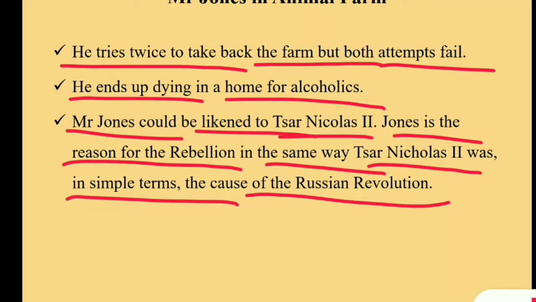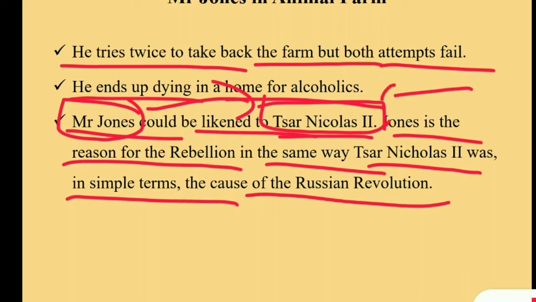Where the countrymen are not happy with the king, they are going to rebel, and the same thing happened to Mr. Jones also. Mr. Jones is a replica of Tsar Nicholas II. Nicholas II was a self-centered person who lived his life as a drunkard, and the only thing that mattered to him was related to himself, not to the countrymen. Therefore, he was the chief reason for the Russian Revolution.